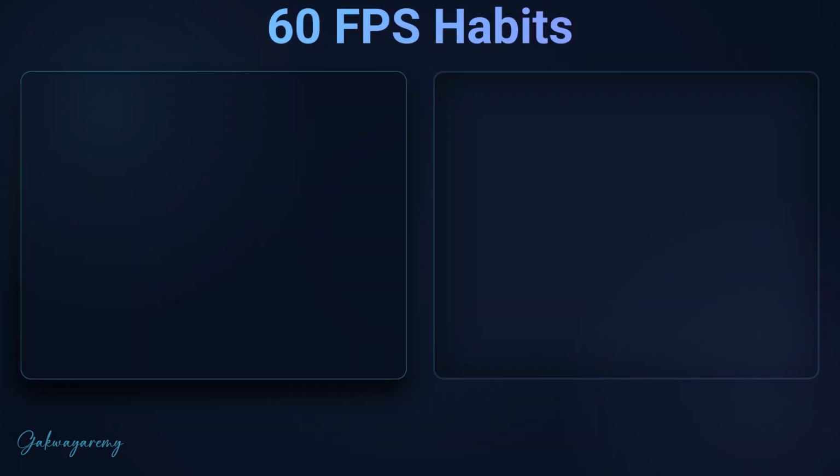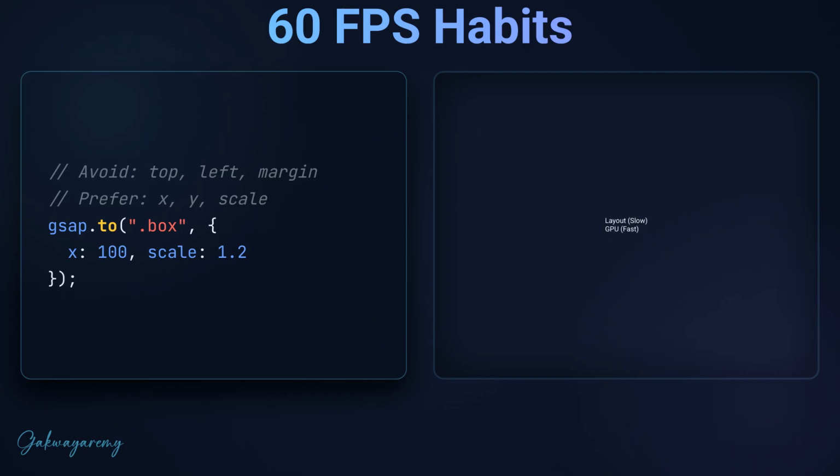Performance is critical. Always animate transforms and opacity instead of layout properties like top or left. This keeps your motion smooth at 60 frames per second.